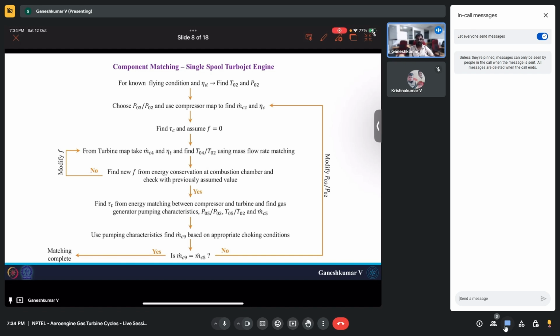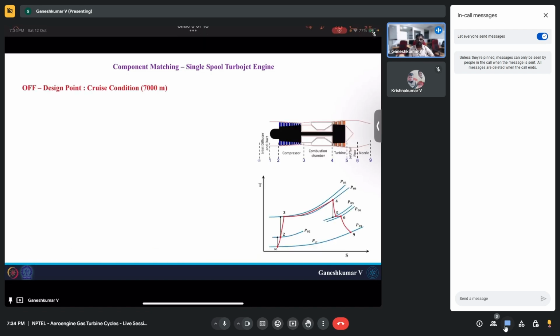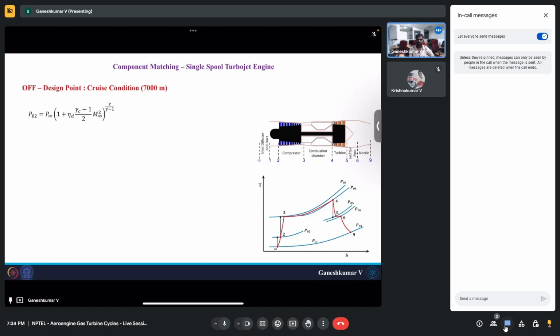Okay, so this is what we are going to do for this present problem. As I said, it is going to be for the cruise condition of Mach 0.8. So if you do that, you can actually find P02 and T02.